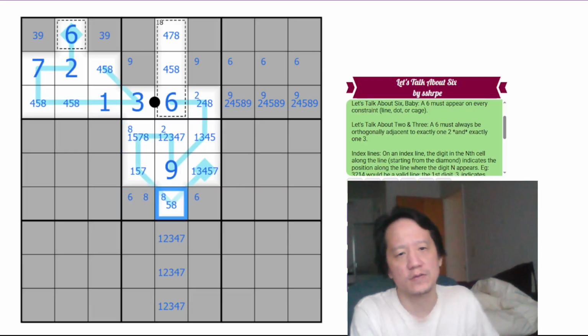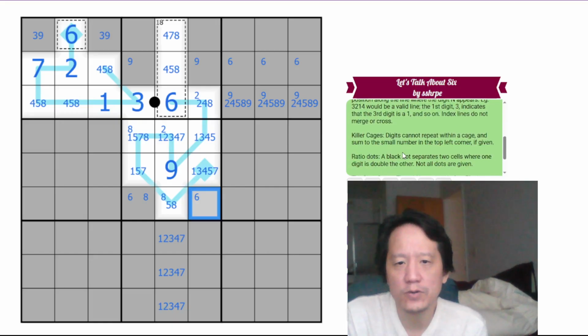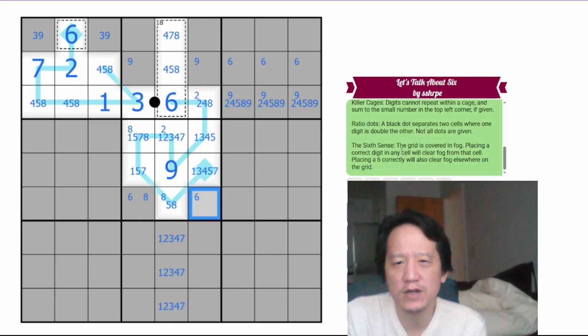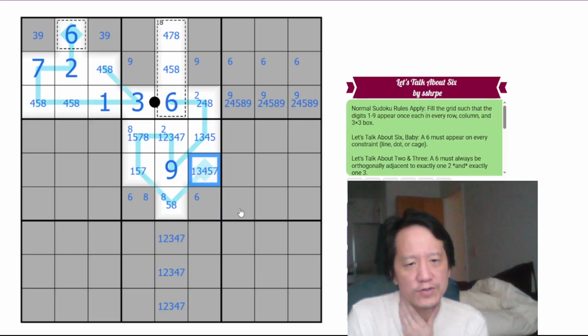Okay. We do have that. Okay. If this is 6, then this would have to be 2, and this would have to be 3. If this is 6, we could have the 3 here, and we don't know where the 2 would have to be.